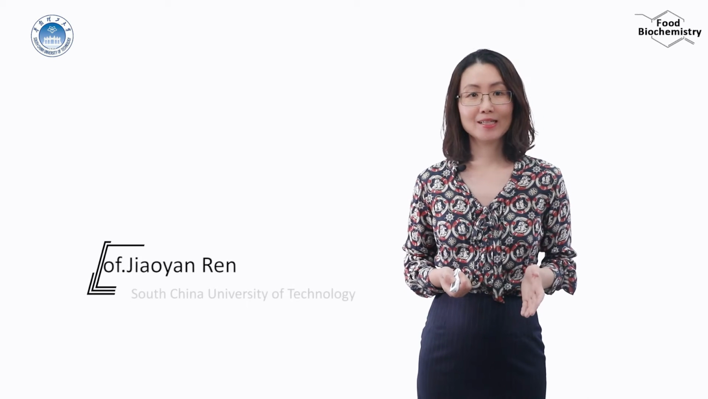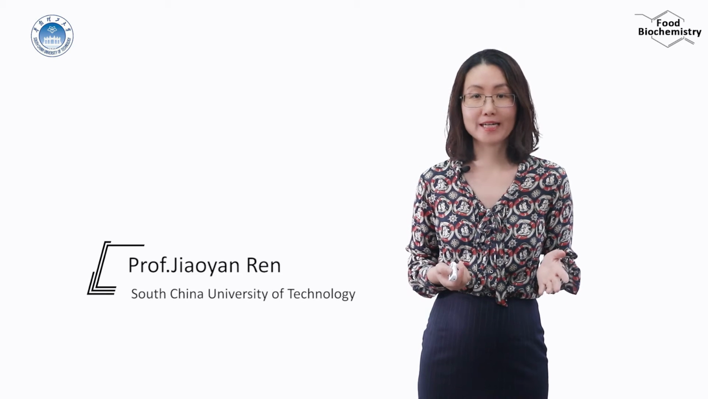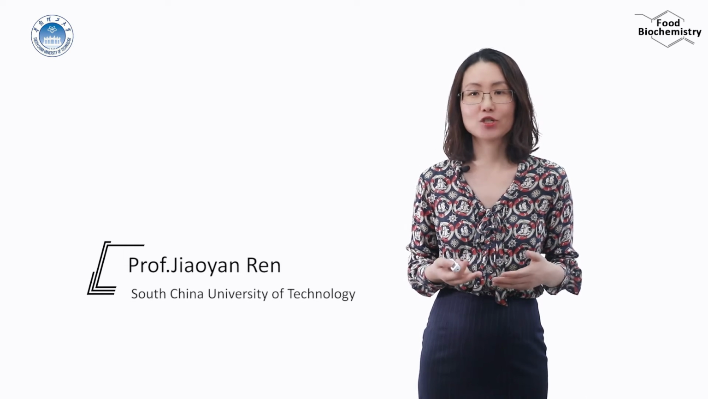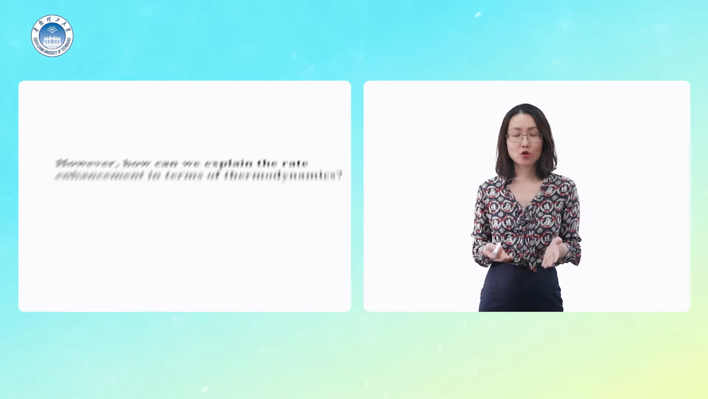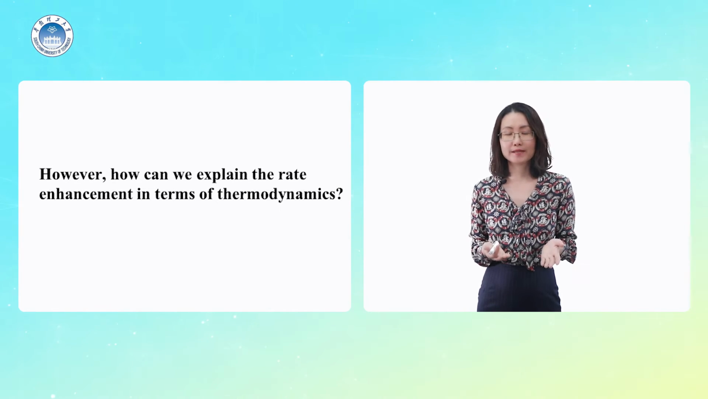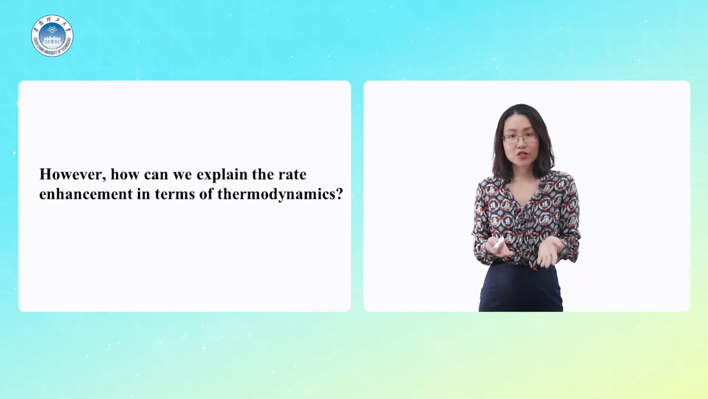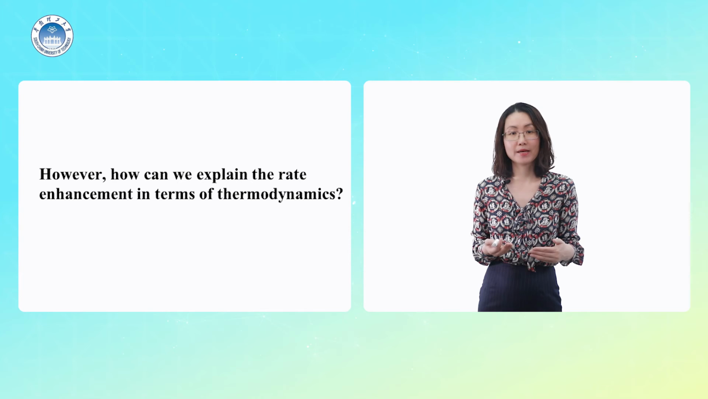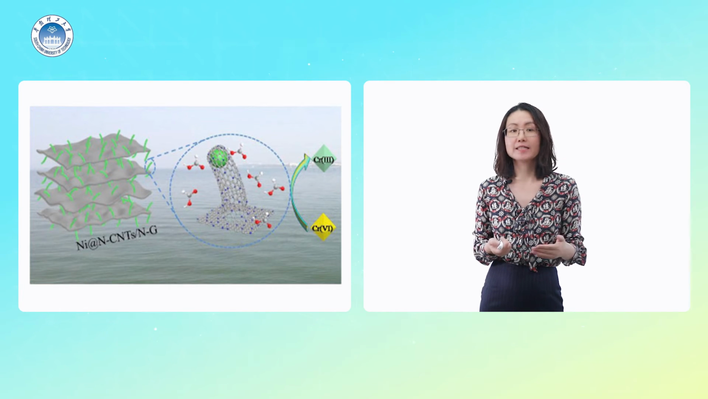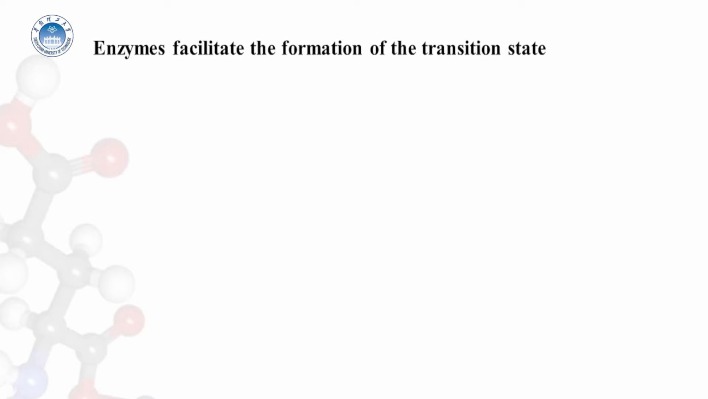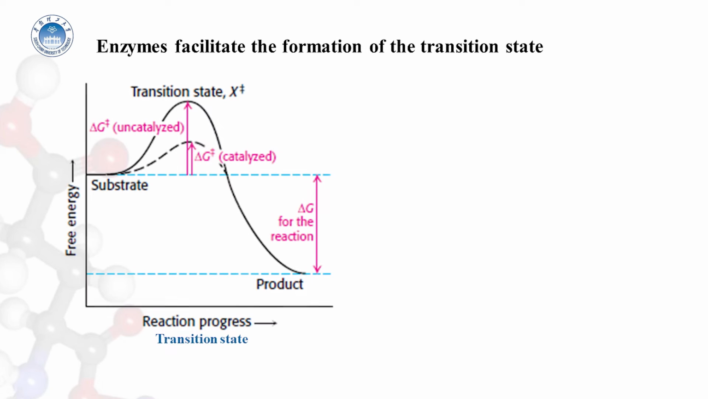Hi everyone. Last time we have already introduced the free energy difference to accelerate the rate of a reaction. However, how can we explain the rate enhancement in terms of thermodynamics? So today's topic is to introduce the transition state in enzyme catalysis. You will see here there is a transition state existing during the reaction, shown in the figure.